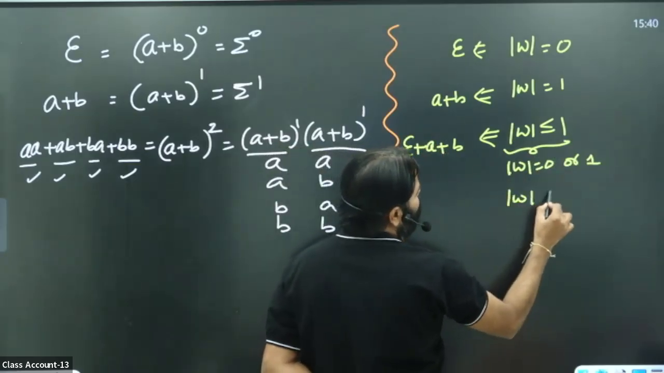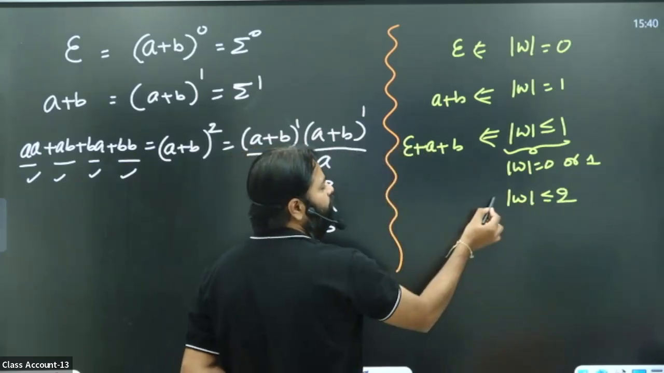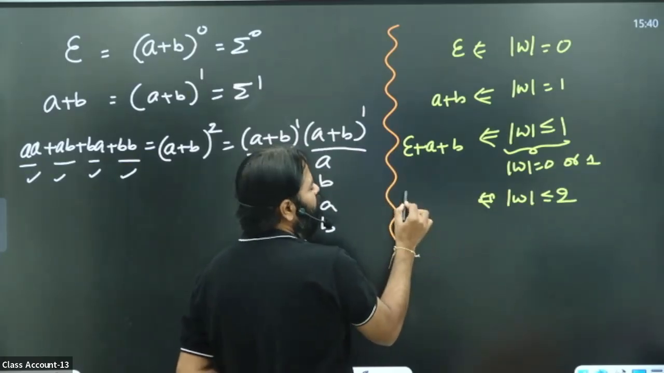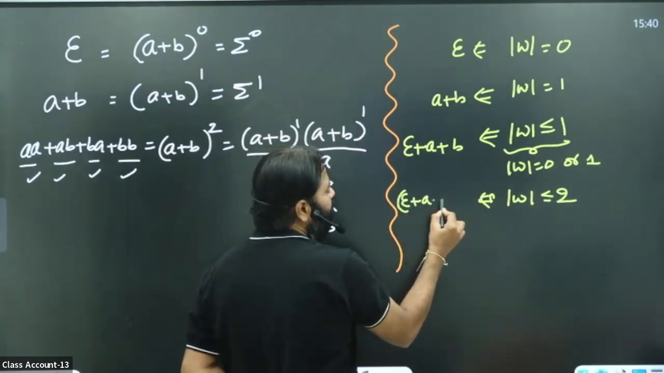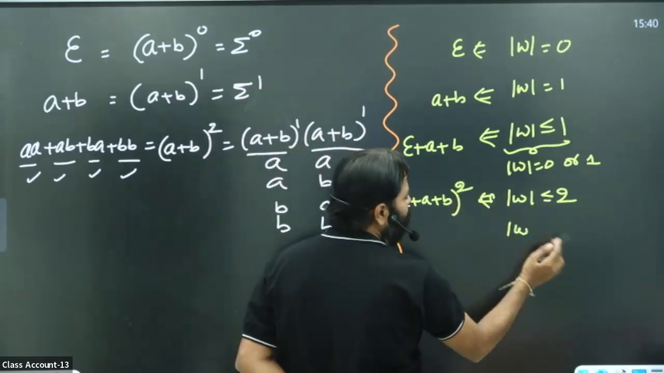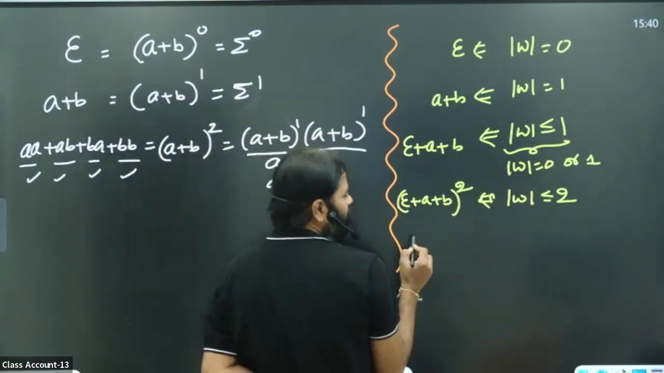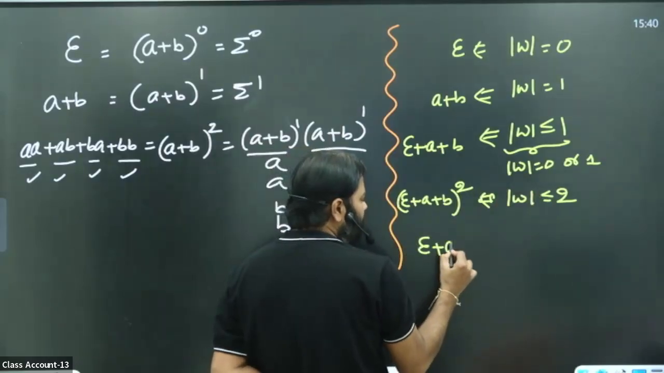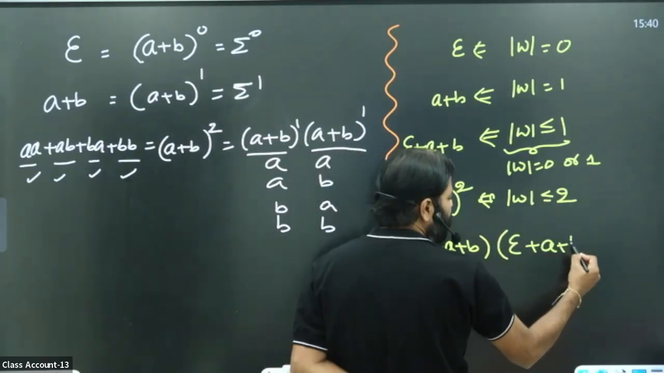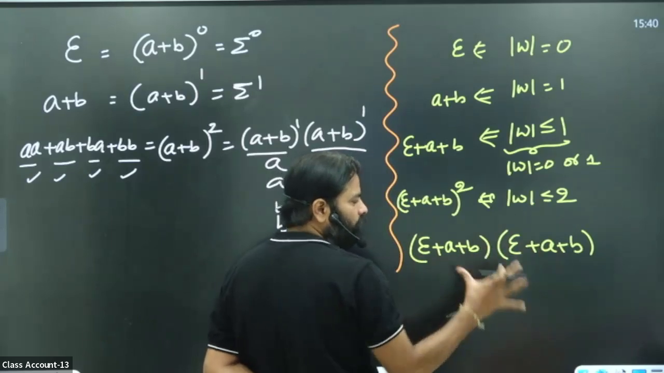If you want length of the string less than or equal to 2, what do you do? It takes much time, 0, 1, 2. Rather, you can write (epsilon + a + b) whole square. We'll see first why this gives at most 2 length. When you write (epsilon + a + b) 2 times, what do you get? Can you try? This is at most 1, this is at most 1. So overall at most 2.